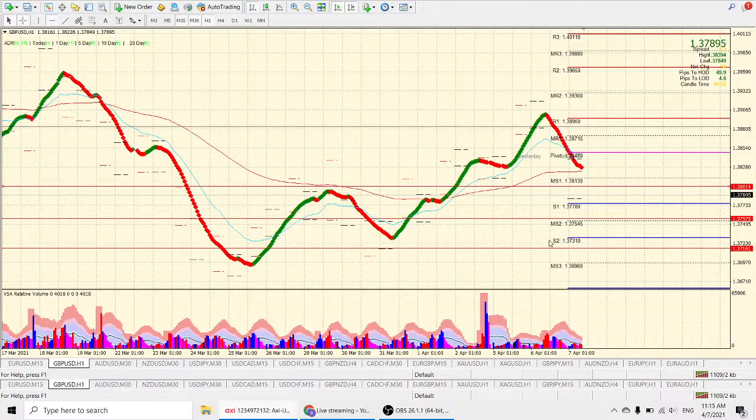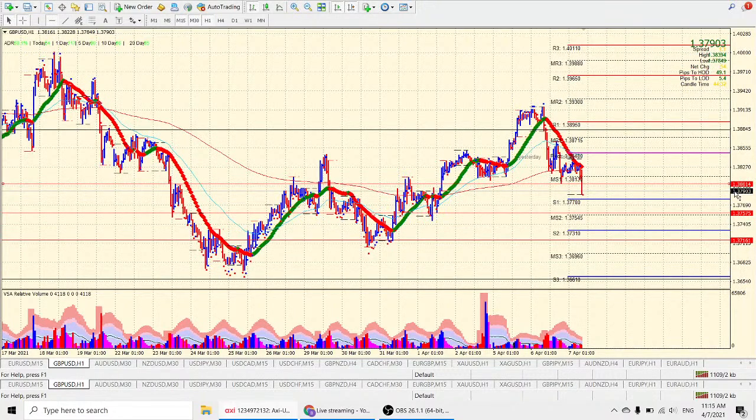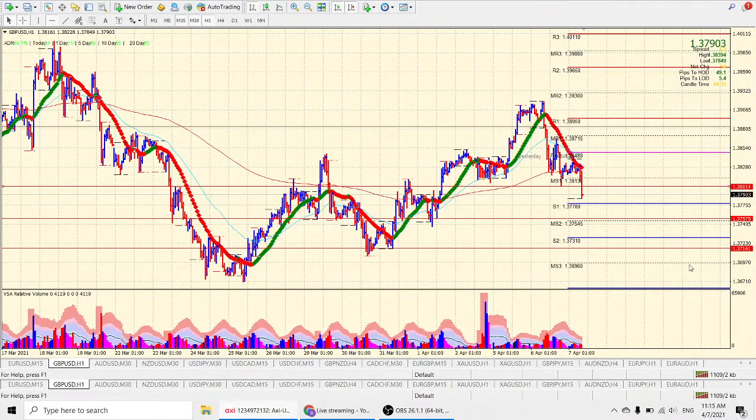In 1 hour we can see these daily support and resistance levels. These are 1.3778, which is very near at the moment, around 13 pips away, followed by 37.31 and then 36.61. So for today we are expecting the price can go up to 1.3731.